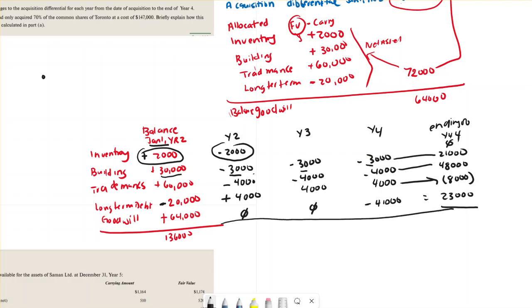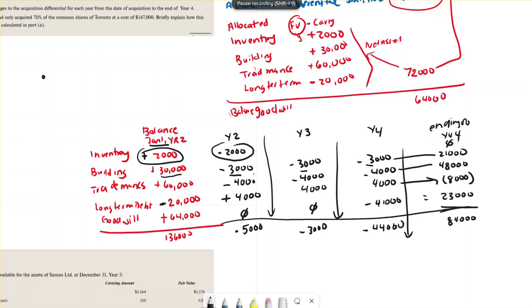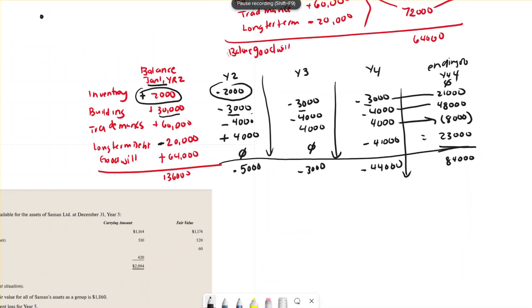goodwill is 23,000. So when you do that, you have to do an addition here. That's like add, subtract. Then you have to do the same thing. This is negative 3,000. Do add, subtract. What we get is a negative of 44,000, and then we have 84,000. Make sure you're balancing everything right. So this is one table we showed you how to do.